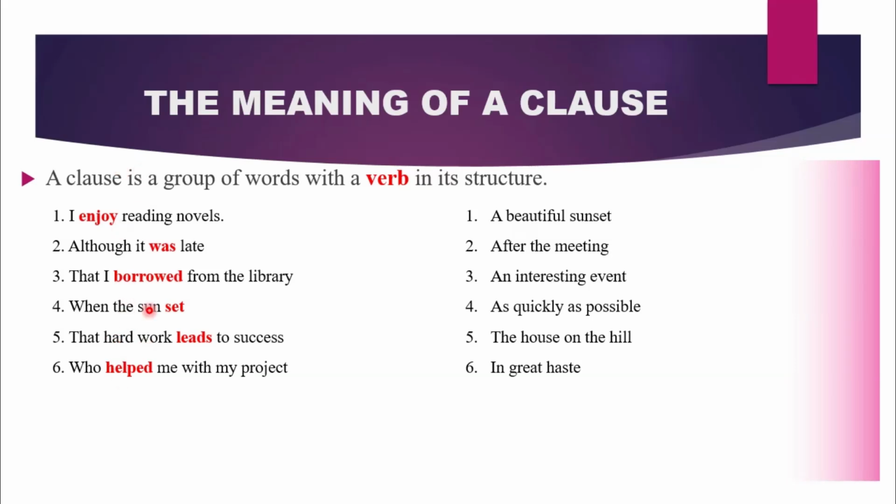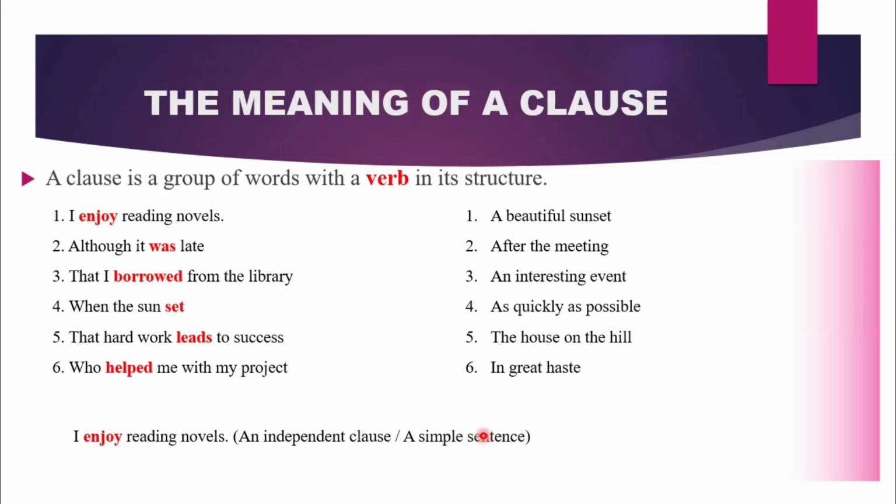But these on the left-hand side are clauses because they contain verbs. Not all these clauses make sense. Some of them cannot stand on their own as a sentence. For example, although it was late, cannot stand on its own as a sentence. When the sun sets, cannot stand on its own as a sentence. But I enjoy reading novels is a complete sentence. Therefore, whenever you have a clause that makes sense and can stand on its own, we call it an independent clause or a simple sentence.